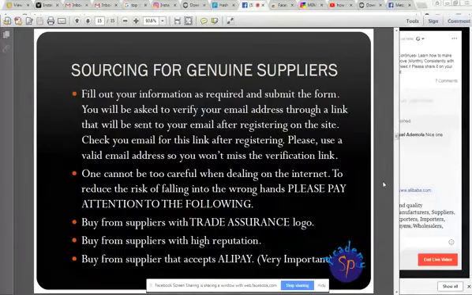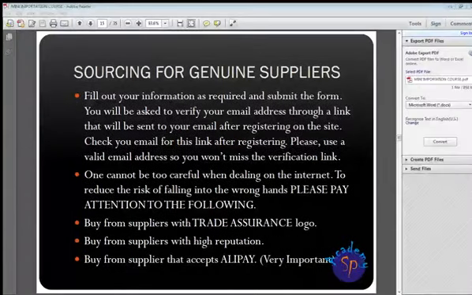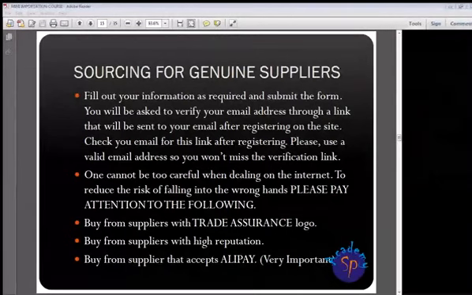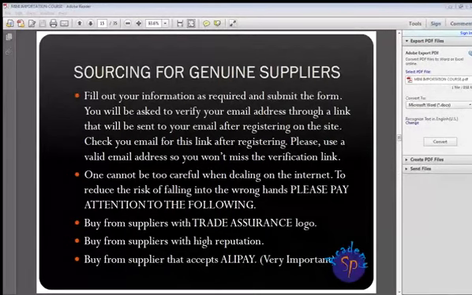Now fill out your information, and one cannot be too careful when dealing on the internet. To reduce the risk of falling into the wrong hands, please pay attention to the following. Now, if you have not listened since I started this training, please at this time do your best to listen very well. It is very important. It is for your own safety.